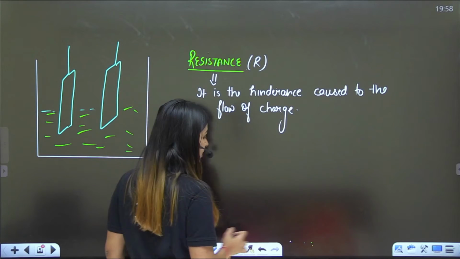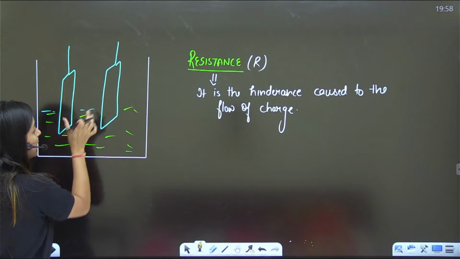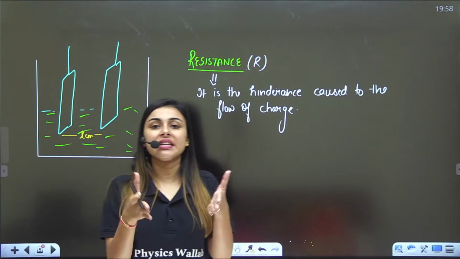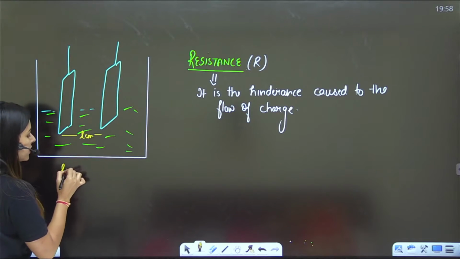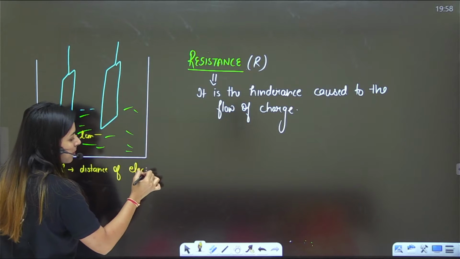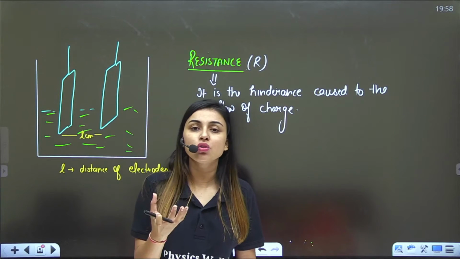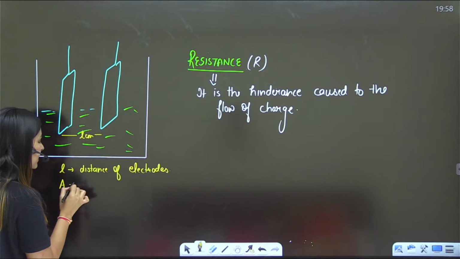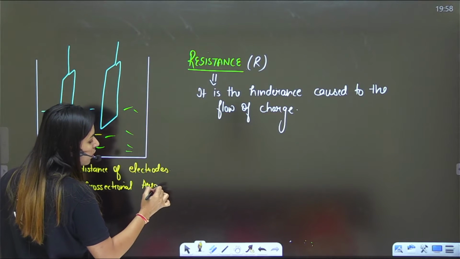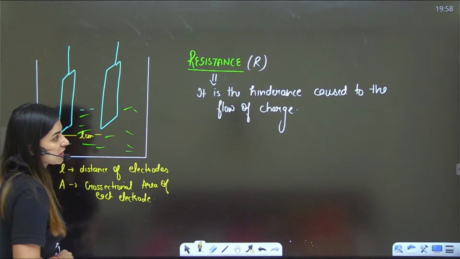See, when we talk about resistance, here, my dear students, we consider that these two electrodes are kept at L centimeter distance. That is, they are kept L centimeter apart. Okay. So, what is L? It is the distance of electrodes. And the area of cross section of your electrodes is A centimeter square. So what is A? It is the cross sectional area of each electrode. Okay. Perfect. I hope you're clear with this.